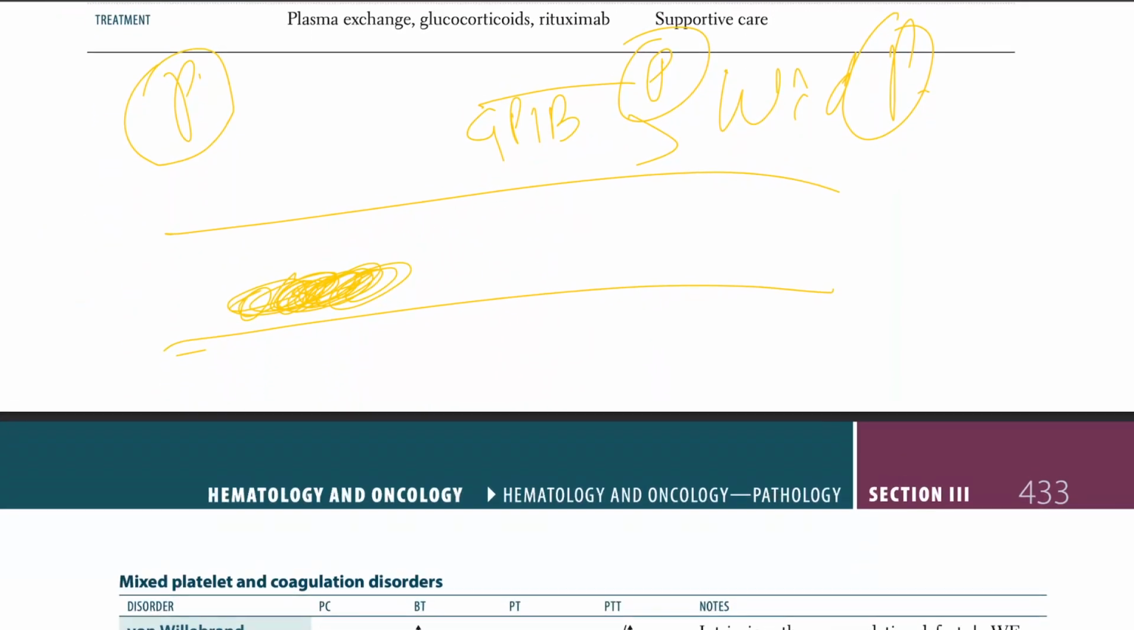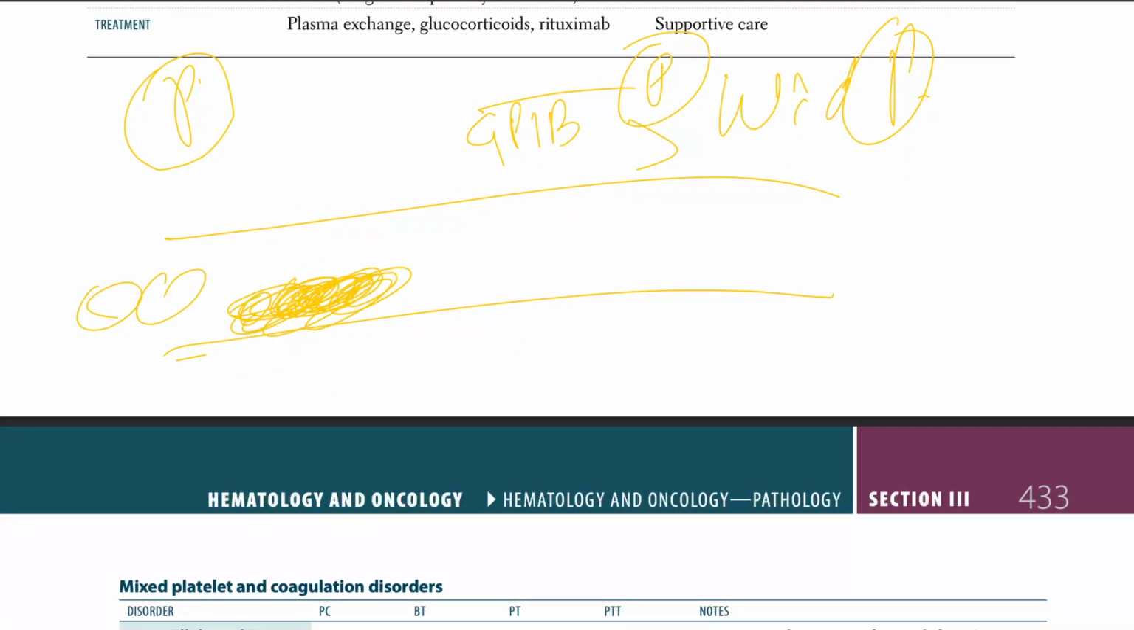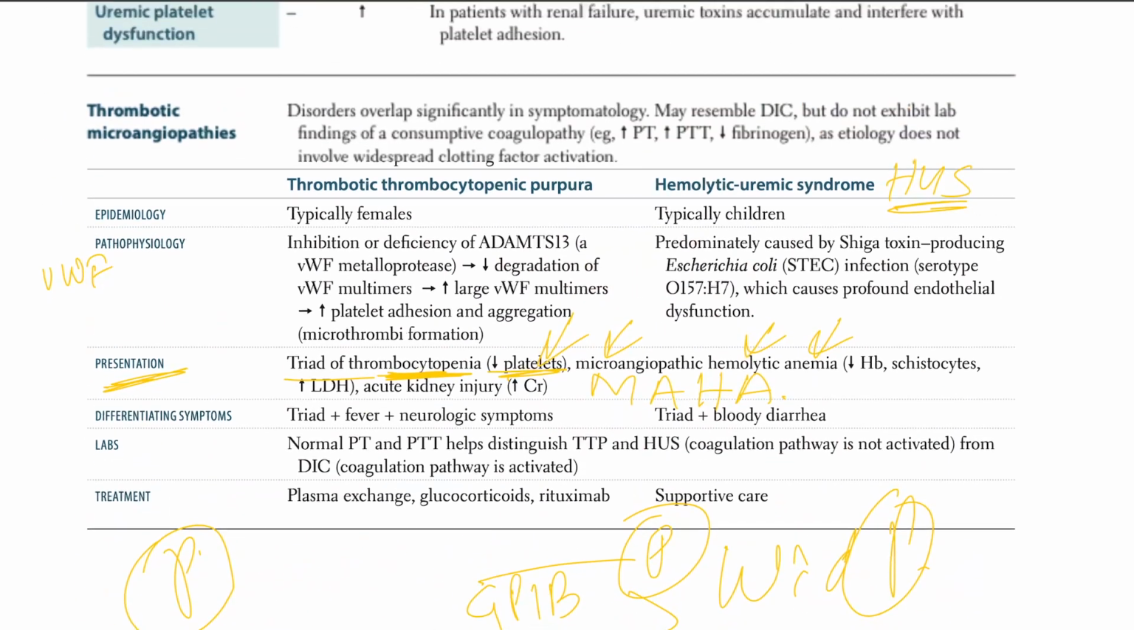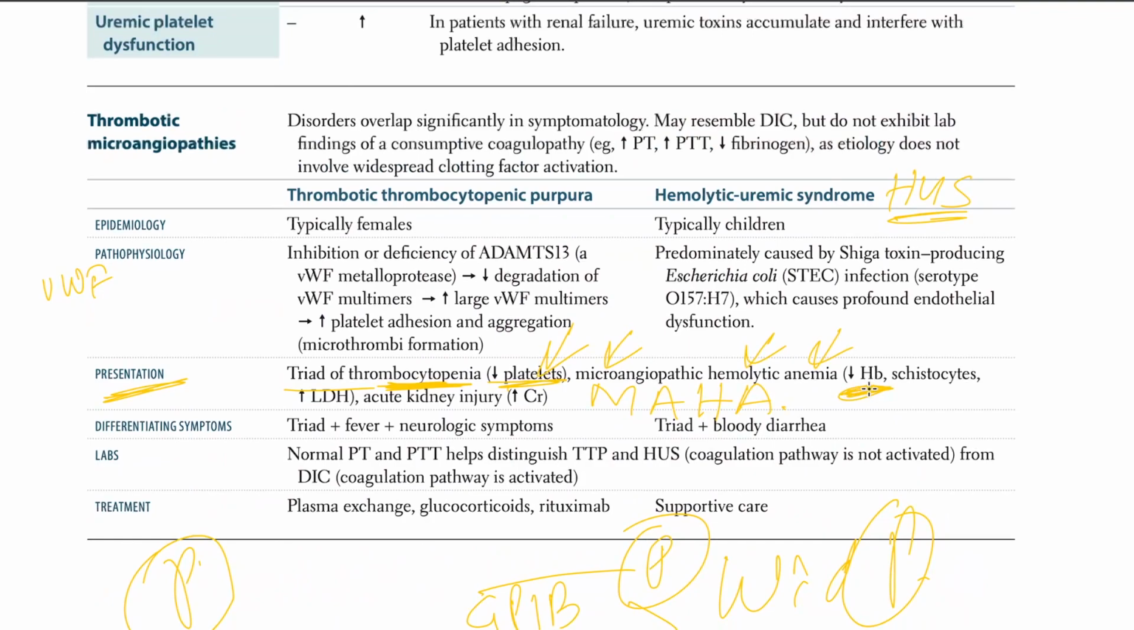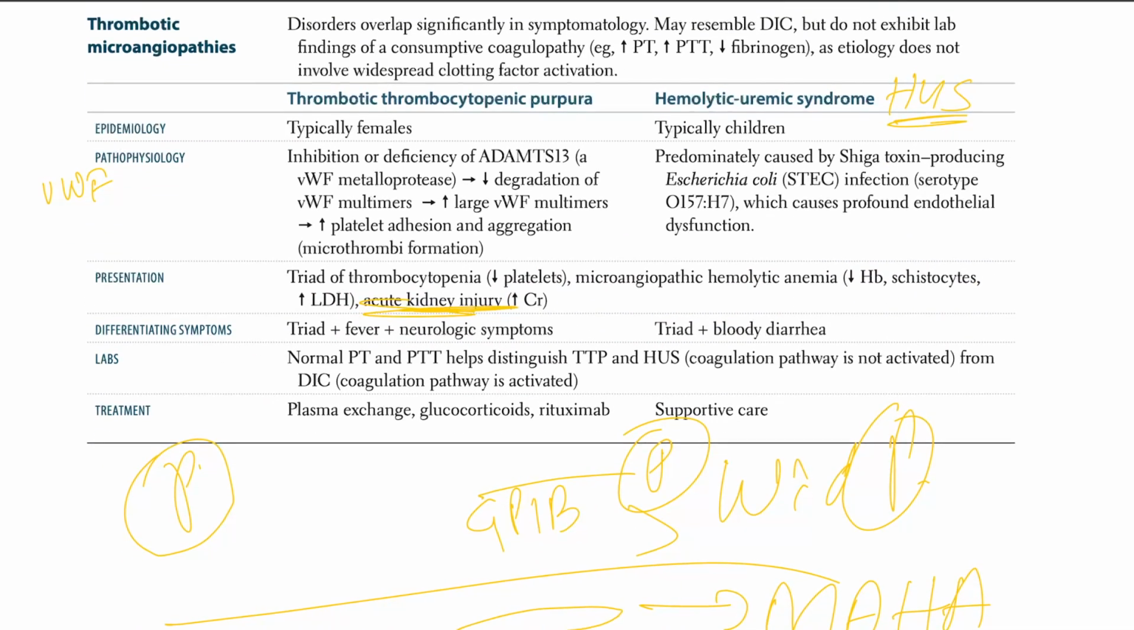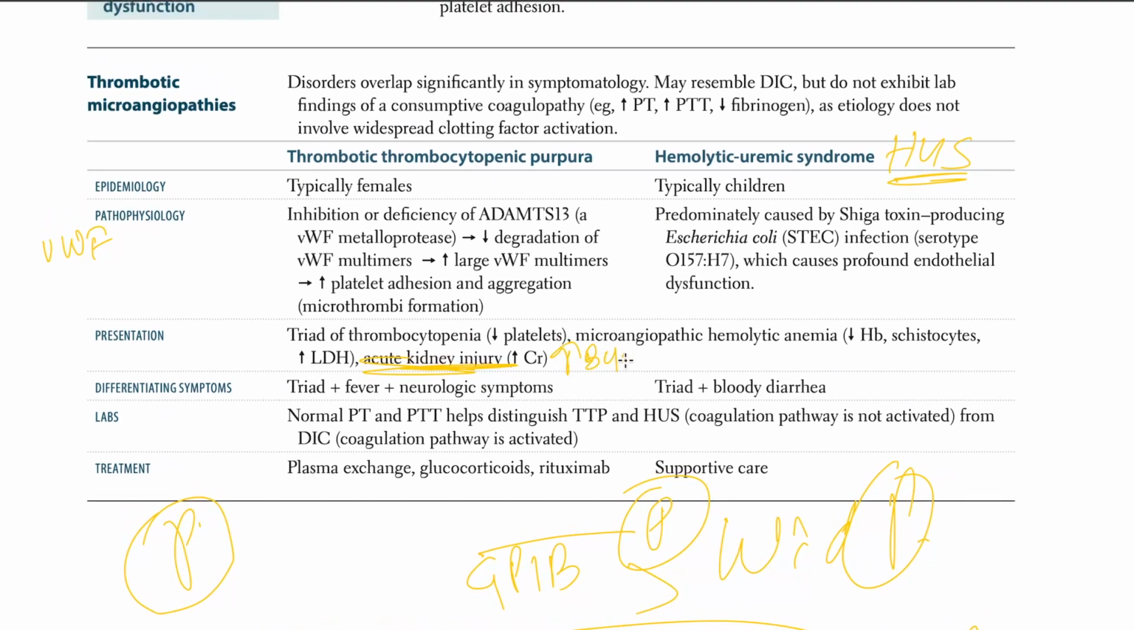So you have all these microthrombi. RBCs are coming and they're shearing through it. They get destroyed, forming spherocytes, helmet cells, and basically destruction of RBC, leading to microangiopathic hemolytic anemia. When you have anemia, decrease in hemoglobin, schistocytes, helmet cells, increase in LDH because of destruction of RBCs, acute kidney injury, increase in creatinine, and also increase in BUN. Okay.